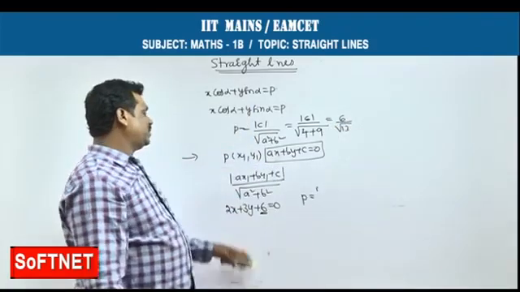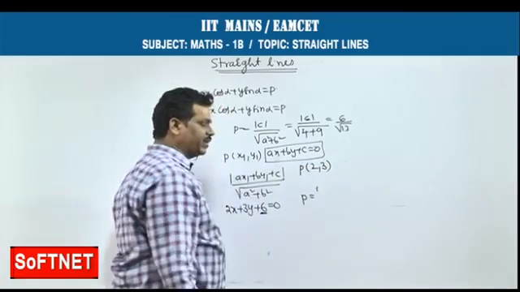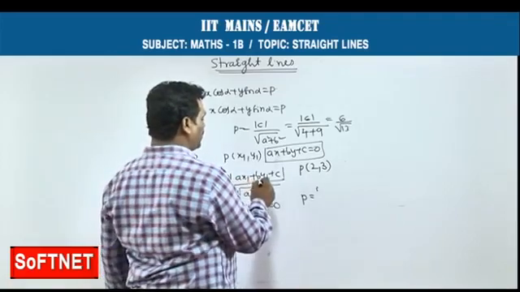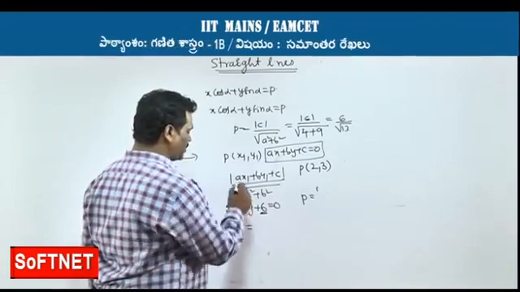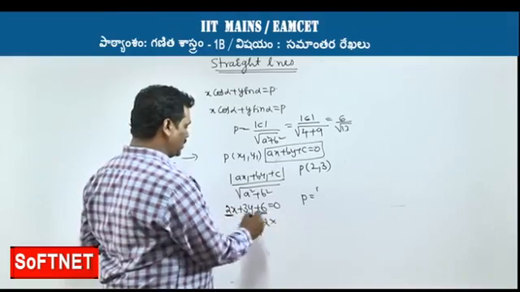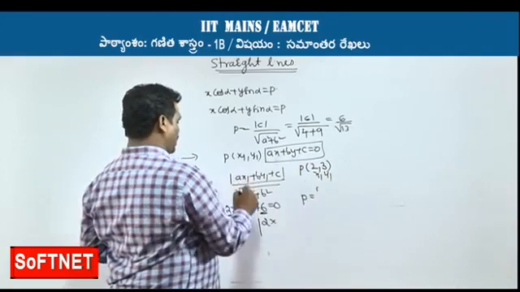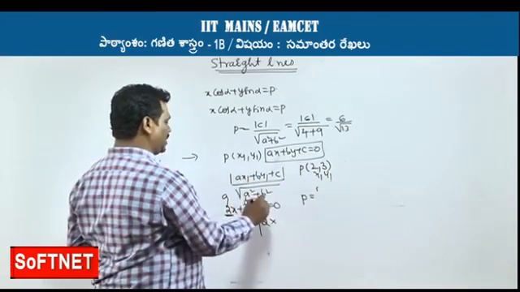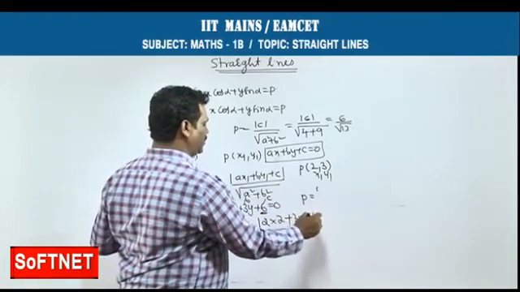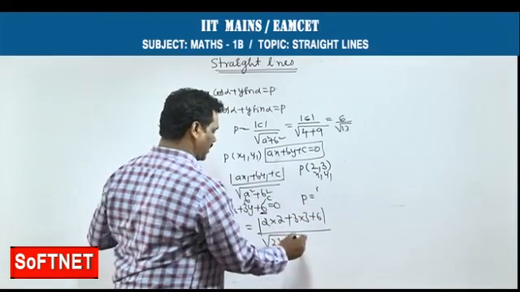Next example: the perpendicular distance from the point P(2, 3) to the straight line 2x plus 3y plus 6 equal to 0. Which formula do we use here? It is mod of (ax1 plus by1 plus c) divided by the square root of a squared plus b squared. Here a equals 2, this is x1, this is y1, this is a, this is b, and this is c. So 2 into 2 plus 3 into 3 plus 6, divided by the square root of 2 squared plus 3 squared.